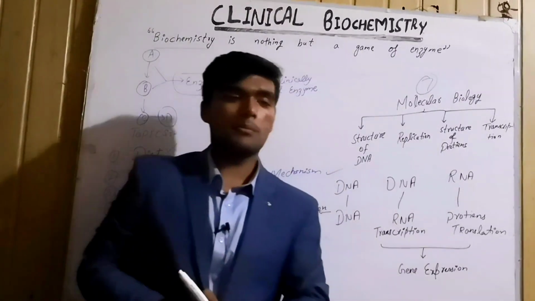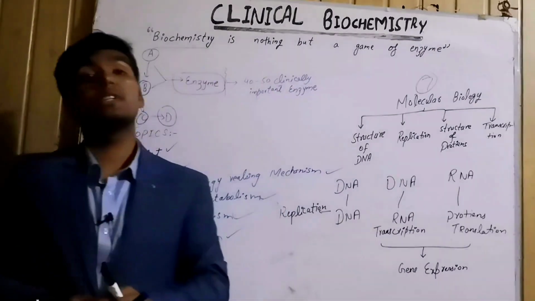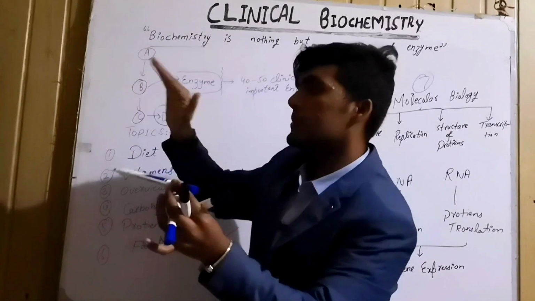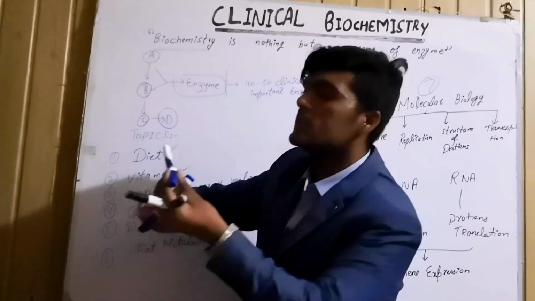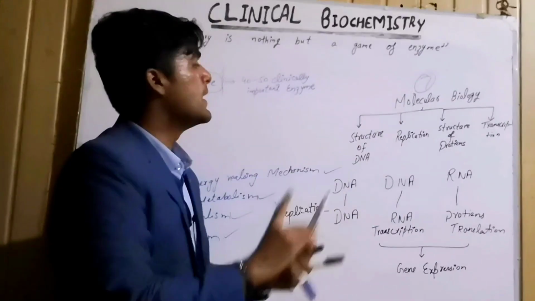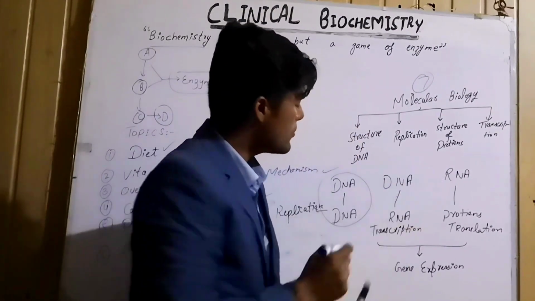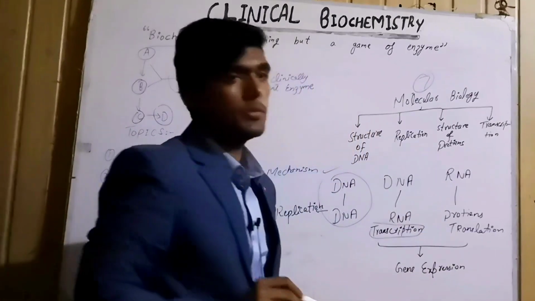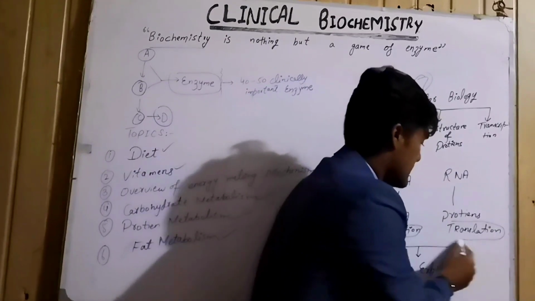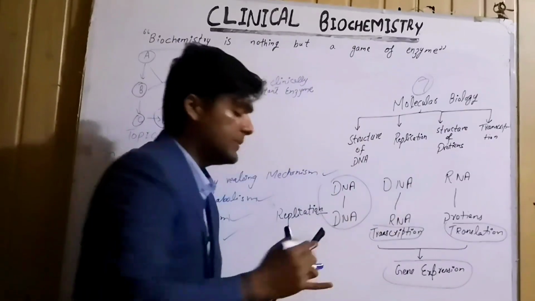Here I will add some points. When we see replication, if we have one genetic sequence of DNA and we have the exact same copy of that, replication has taken place. But if DNA is converted to RNA, transcription takes place. If that RNA is converted into protein, translation takes place. And these processes are called gene expression.